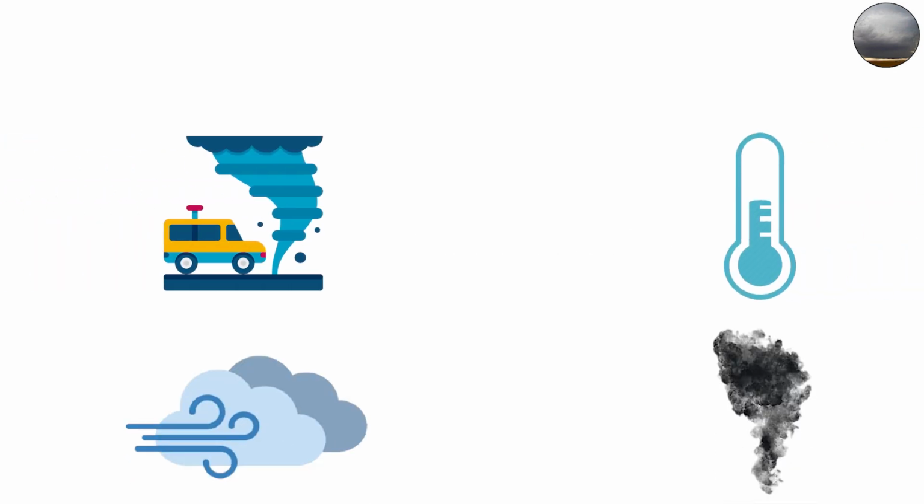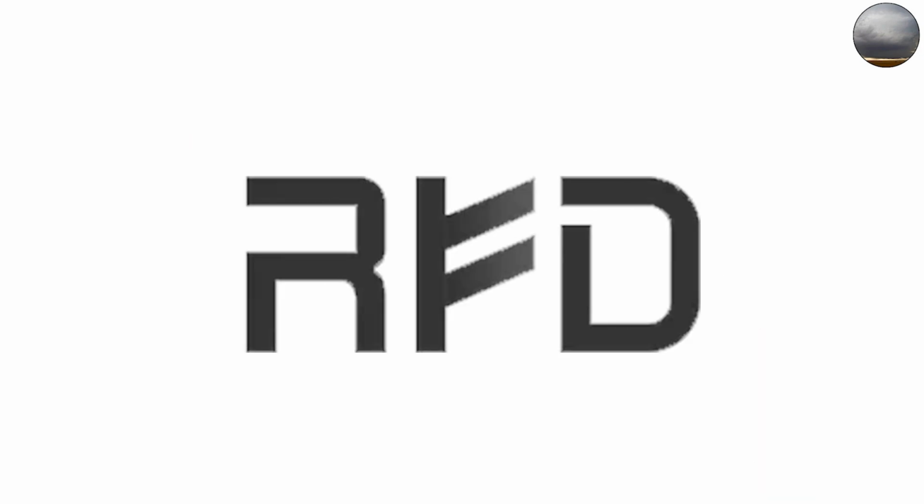At ground level, chasers might feel a sudden drop in temperature, shifting winds, or see debris and dust wrapping around the storm's backside. All evidence that the RFD is active.